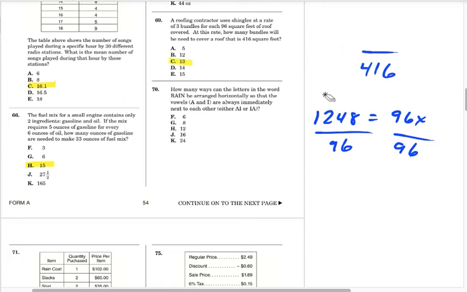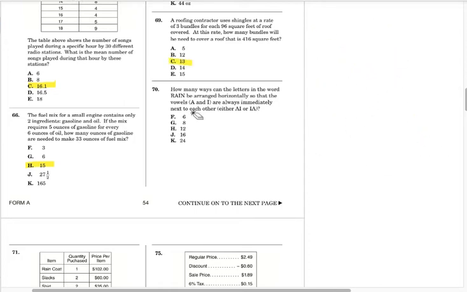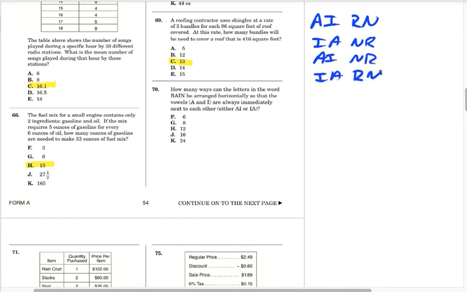Okay. Last question. How many ways can you arrange the A and I so they're always next to each other in the word rain? Okay, well we can put AI first. A-I-R-N. I-A-N-R. We can have A-I-N-R. And we can have I-A-R-N.